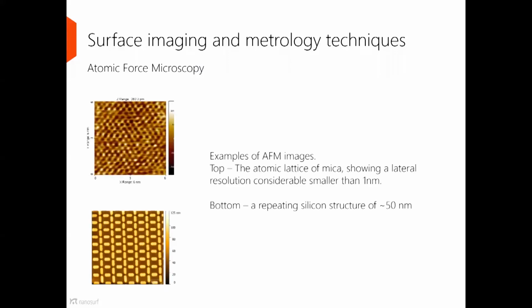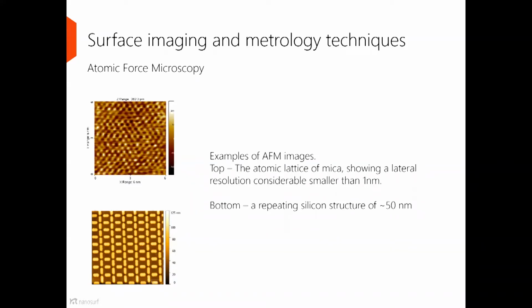AFM is a very high resolution technique. So you can see here in these examples, we have an atomic lattice of mica. And so you can see that we're actually able to see the lattice structure of the crystal. And we can actually quantify the distance between the different atoms in the mica. And this is considerably less than 1 nanometer. Again, the XY range on that image in the upper left-hand corner is 6 nanometers, and we're seeing features that are much smaller than that.